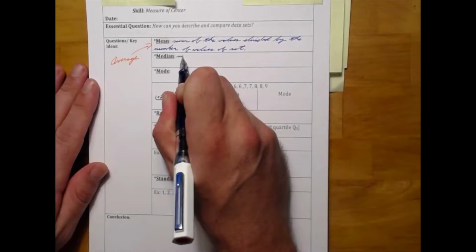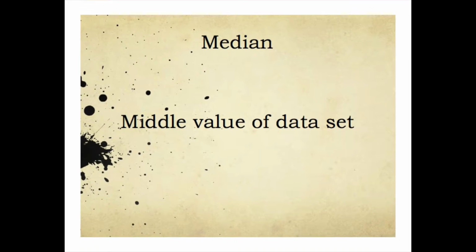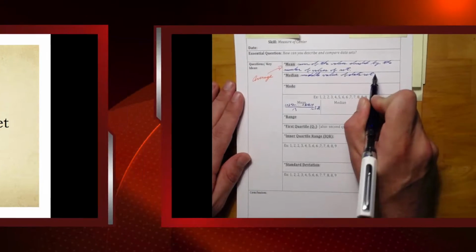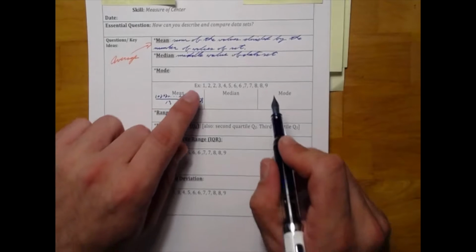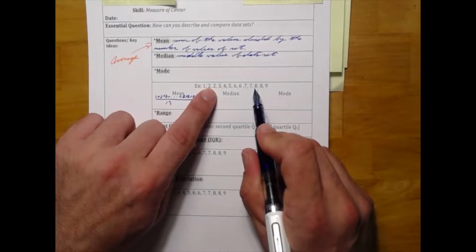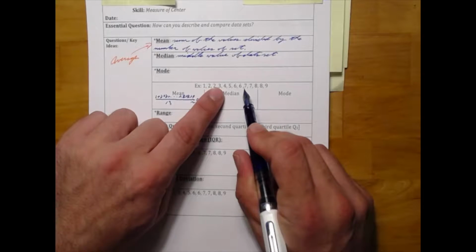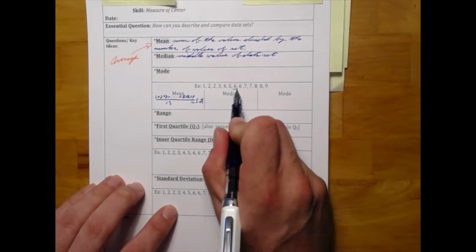Median is the middle value of a data set, counting into the center from both sides. In the example, if we count into the center from both sides, we find that the median of that data set is 6.